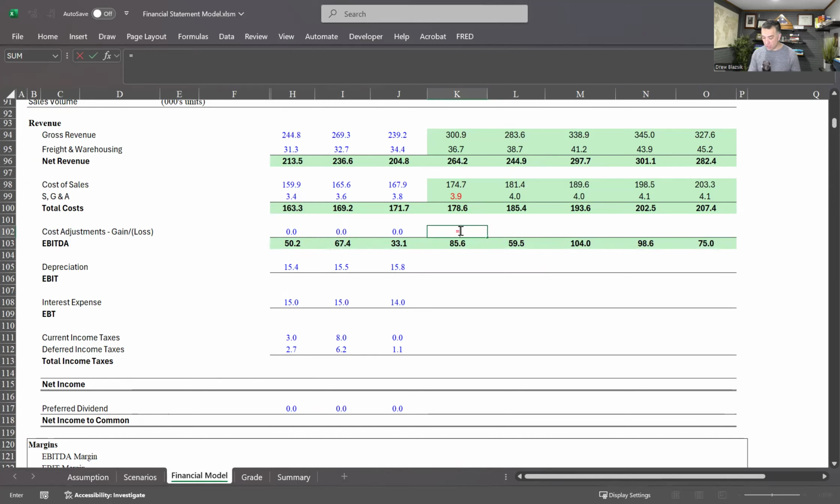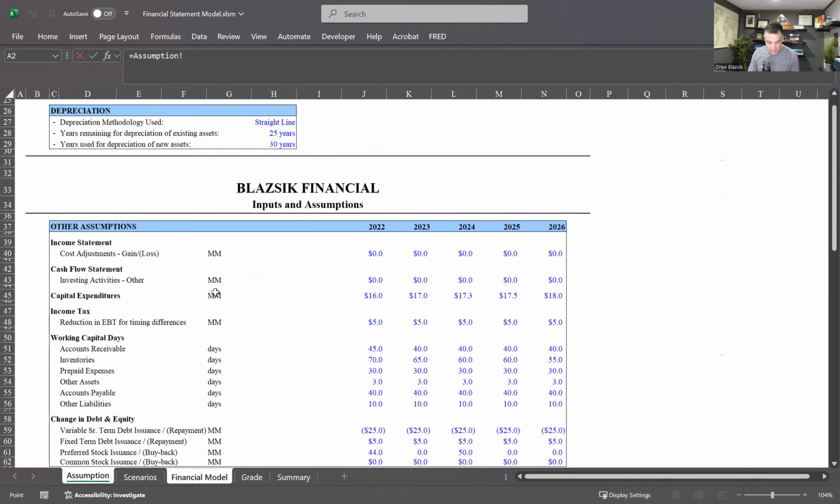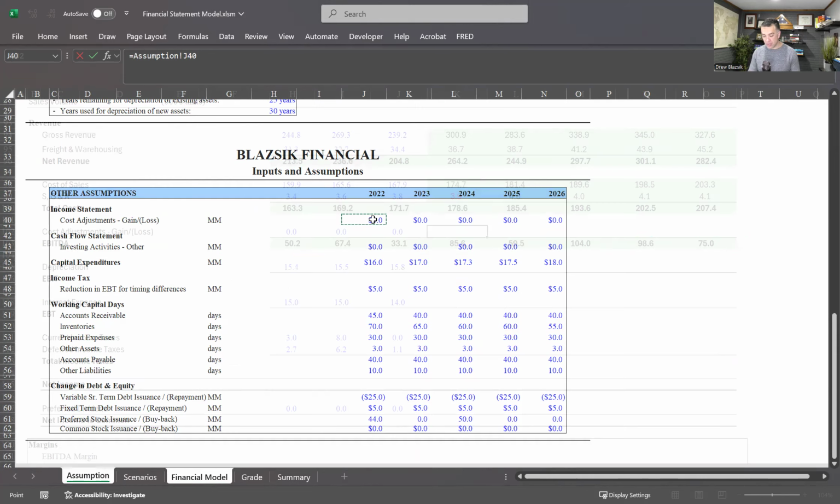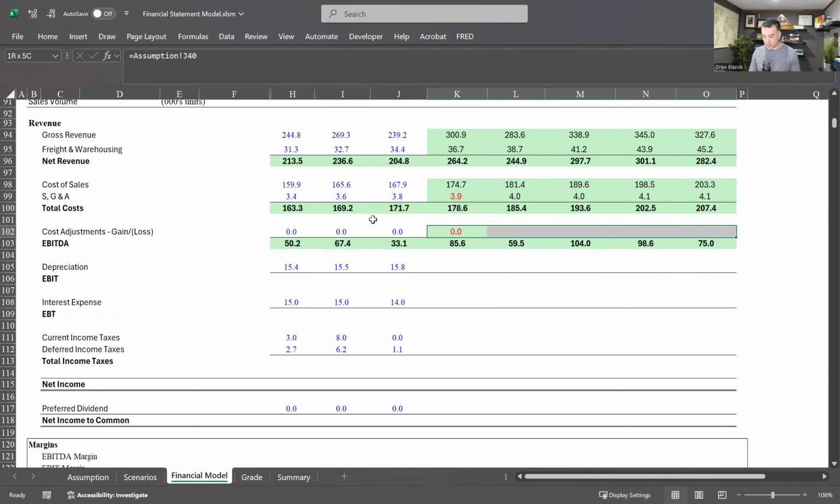And all we're going to do here is add in from the assumption page; we made an assumption. Now this is important. In a case study, it may have it, but if you have something on the income statement that is not in the case study, you can make your own assumption. So you can say, you know what, on the income statement, cost adjustment is 0 for each year. So you can make that assumption.